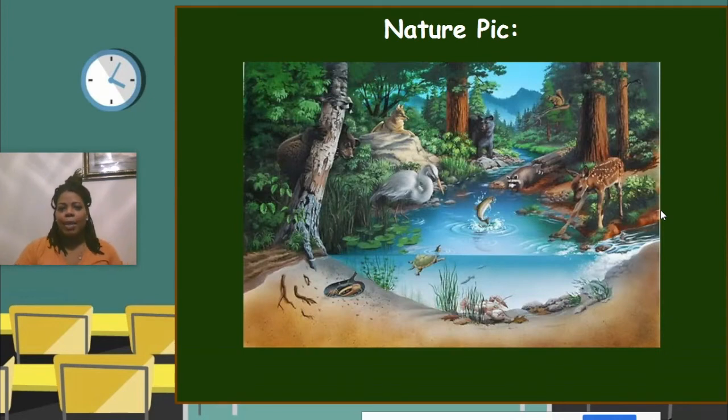So looking at this picture, what do you see here? What does this picture make you think? And what does this picture make you wonder? Take a moment, look at all the different parts of it.